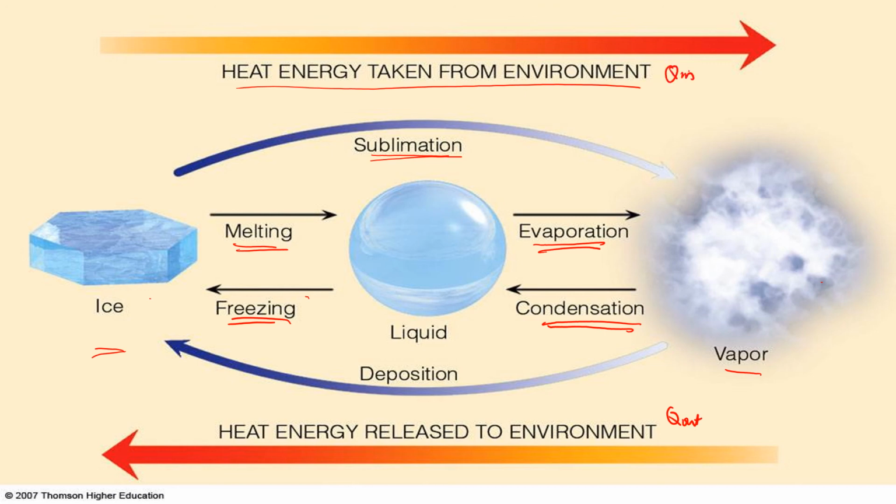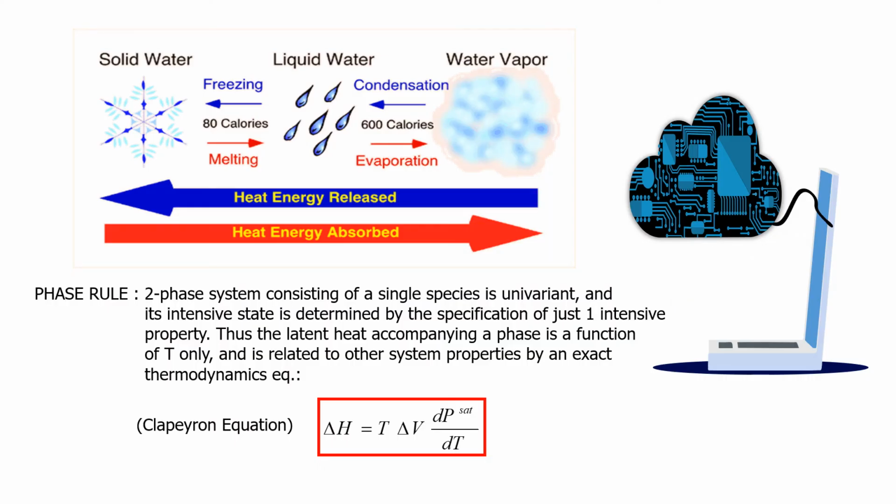Mana energy take from the environment. Kita kena ambil energy from the environment. Kena ada Q in untuk berlakunya melting, evaporation dan sublimation. Okay. So untuk daripada vapor pergi ke ice dinamakan sebagai deposition. Okay, so ni sama macam tadilah. Okay. The process yang berlaku daripada solid ke liquid ke vapor.